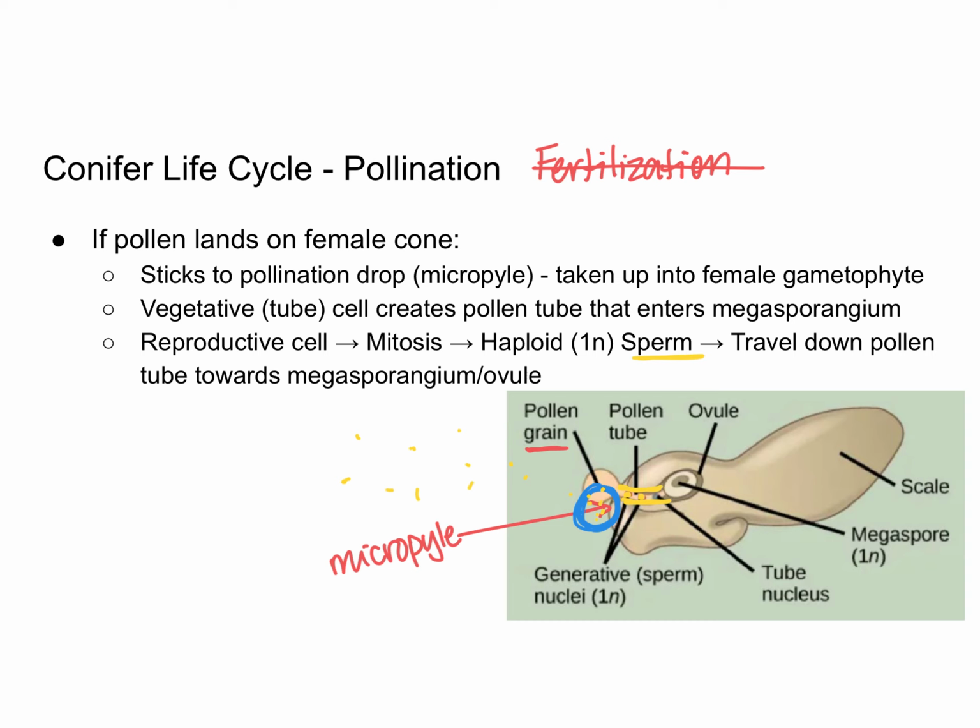So with pollination, just to recap, the pollen is sticking to this pollination drop where it then gets pulled into the female structure. The vegetative cell of the pollen forms a tube that makes its way towards the ovule. The reproductive cell, and remember these are the cells that are in the pollen, is then going to go through mitosis to ultimately form some sperm. And then that sperm is going to travel down this pollen tube towards the ovule. And the ovule is where the egg is hanging out. And that egg is waiting to be fertilized.